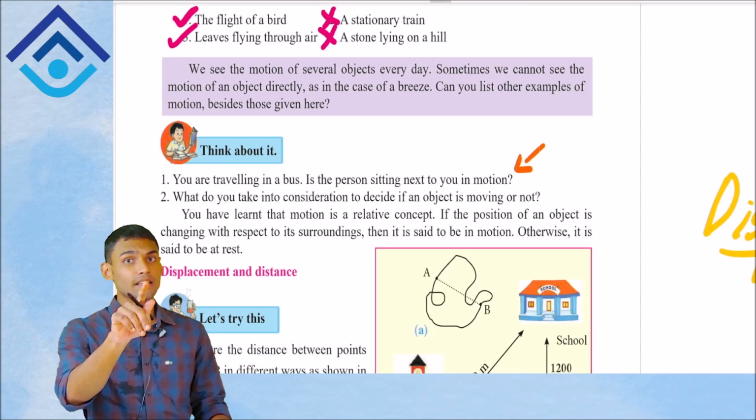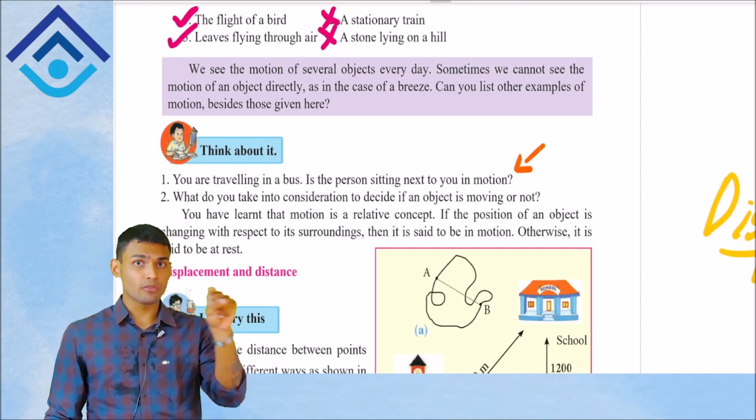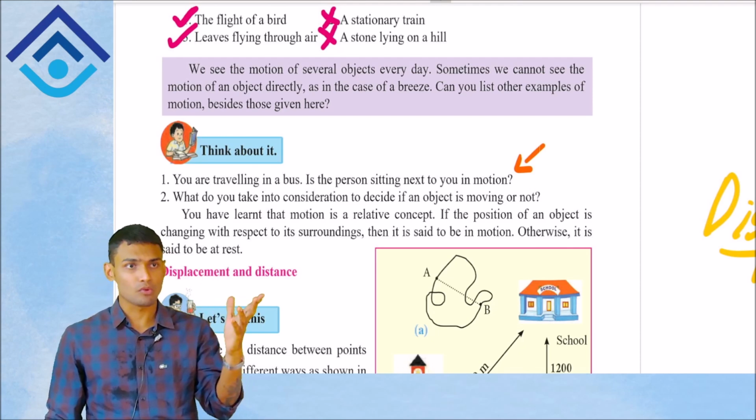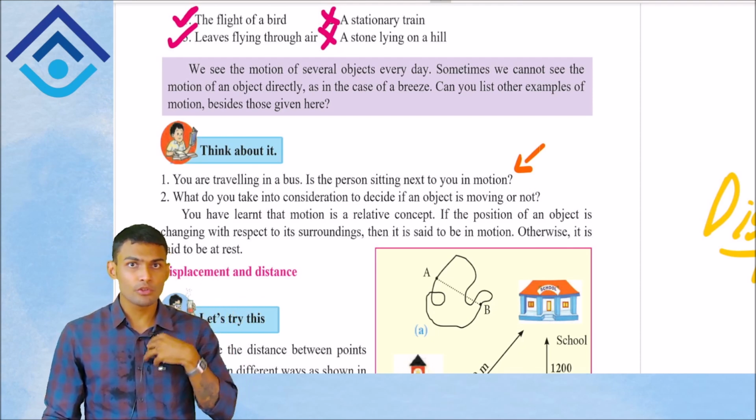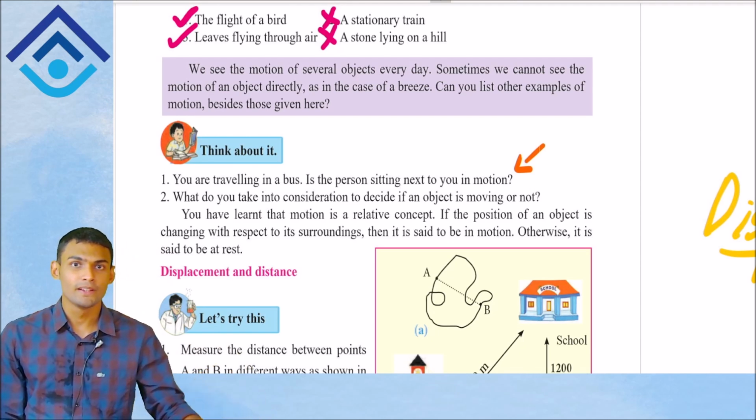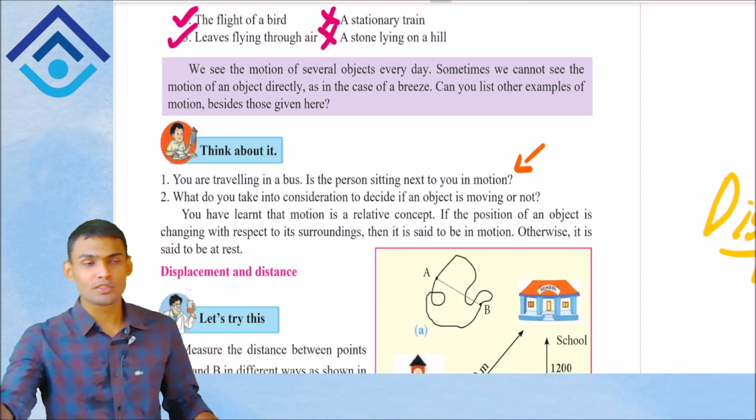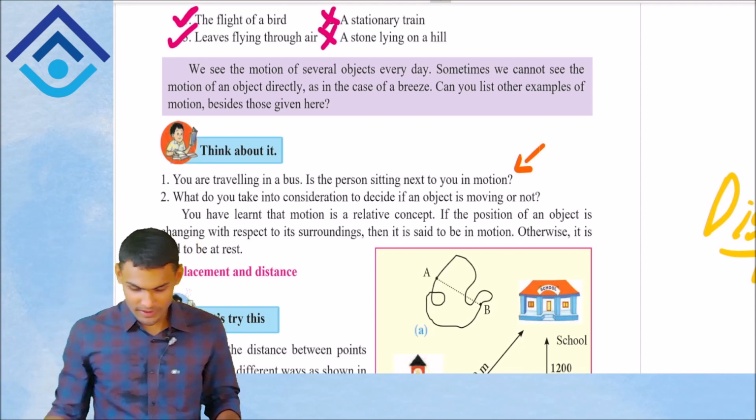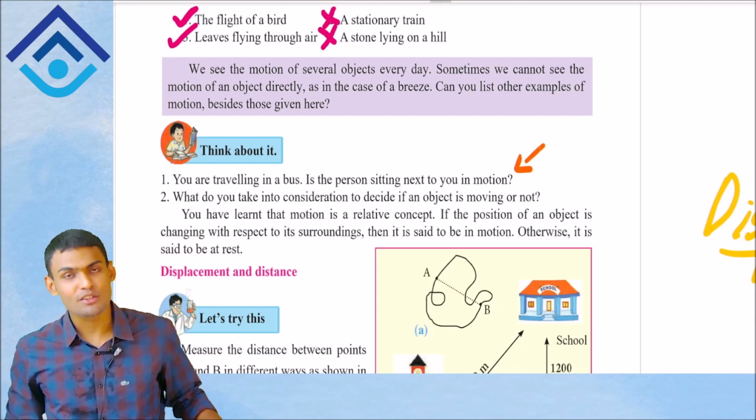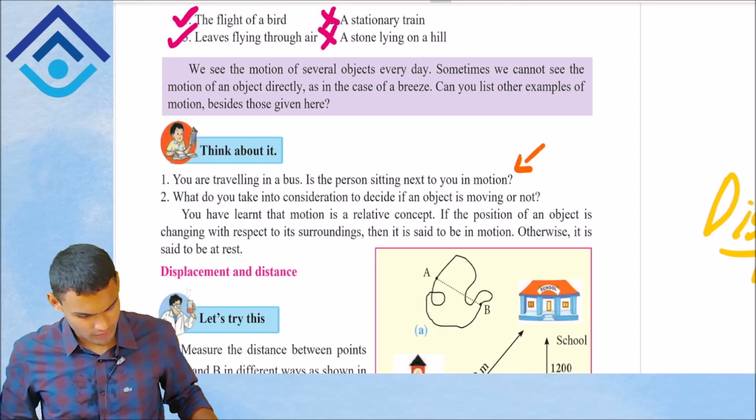But in reality, for the world outside, the bus is in motion. You and your friend both sitting are in motion. So that basically means for you, your friend is not in motion because you and your friend are already in motion together. But the reality is for someone who's standing outside, you both are in motion. So that is what they have mentioned right away.